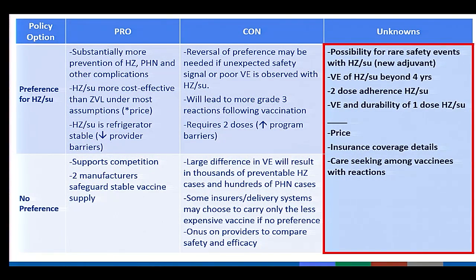Ultimately, there are a number of unknowns in this decision analysis. First, there is always the possibility that an unexpected safety event with herpes zoster subunit vaccine may occur. The vaccine effectiveness of herpes zoster subunit beyond 4 years is unknown. The real-world 2-dose compliance of herpes zoster subunit is unknown, and the vaccine effectiveness of 1 dose, as well as the durability of 1 dose, are both unknown.